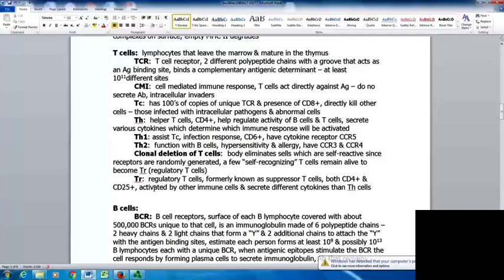During clonal deletion of the T cells, the body eliminates cells which are self-reactive. Since the receptors are randomly generated, you're going to end up with some of those. So a few self-recognizing T cells will remain alive to become TR, or regulatory T cells. Those regulatory T cells, formerly called suppressor T cells, are both CD4 positive and CD25 positive. They're activated by other immune cells and will secrete different cytokines than the T helper cells.